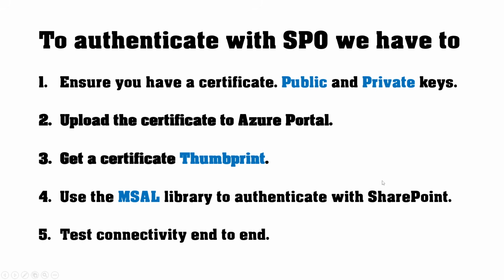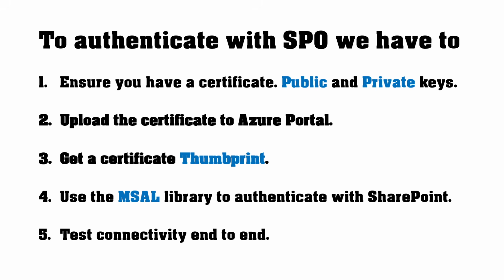So, to authenticate with SharePoint Online, we have to do the following. 1. Ensure we have a certificate, so a public and private keys. Upload the certificate to Azure portal for our app registration. Get the certificate thumbprint. We have to use it in our MSAL request to create application credentials with MSAL. Then I'm going to show you how to use MSAL library to authenticate with SharePoint, and we're going to test connectivity end-to-end to actually check if our authentication worked as we expected.